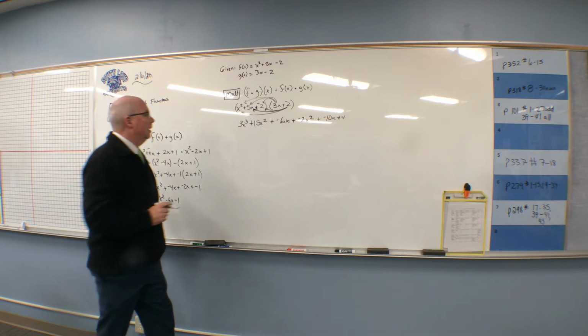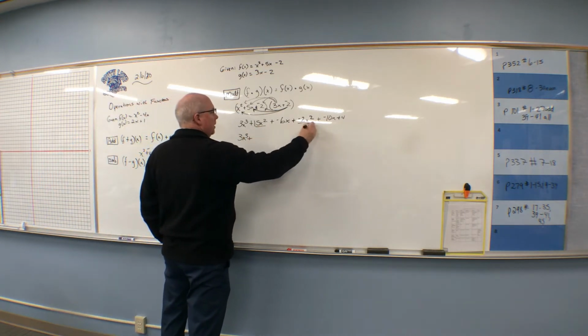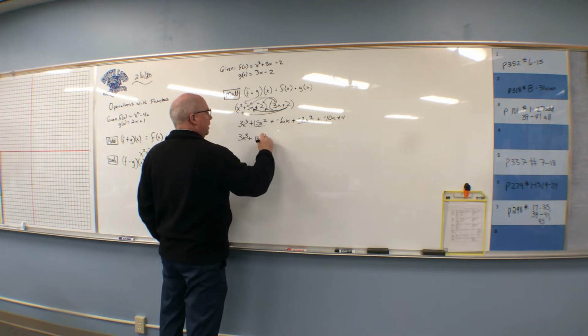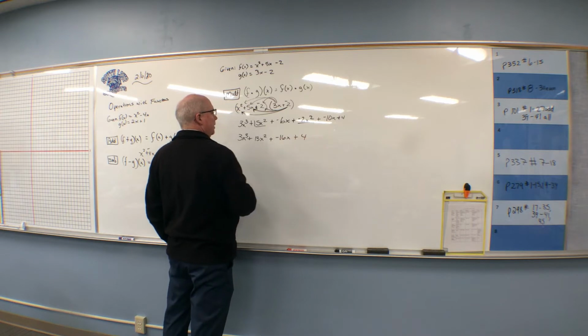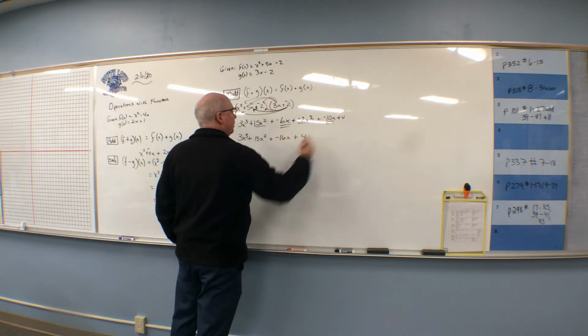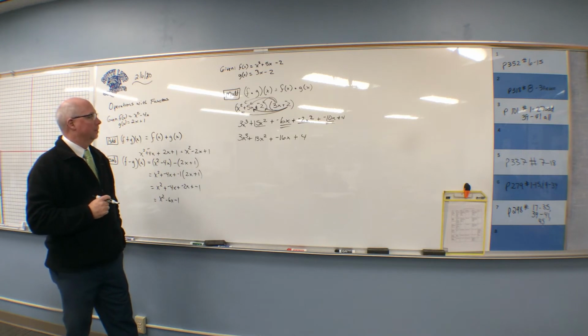Okay, so I get 3x cubed plus 13x squared plus a negative 16x plus 4, is that correct? How'd you get... Oh, I see it. Like terms. All right, pretty good? And that's your answer?